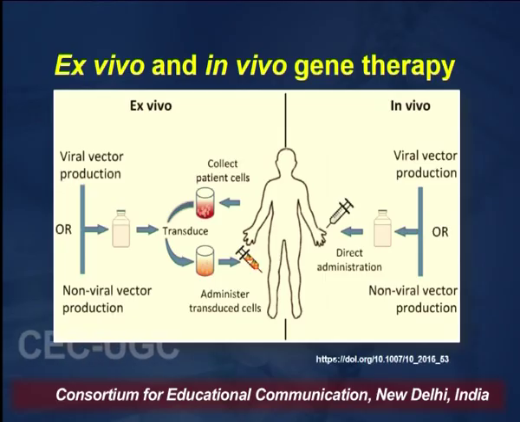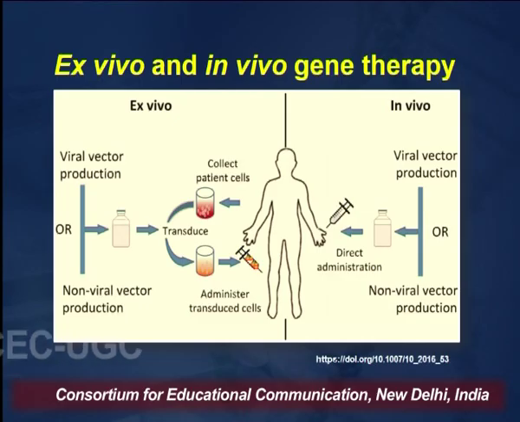In ex vivo gene therapy, we isolate certain cells from the human, and in petri dishes we introduce the viral vector containing our corrected gene. Then we grow them, and we introduce these modified cells into the human body. So that is the ex vivo approach. Again, we are working with the living organism's cells only, but we are introducing them back.